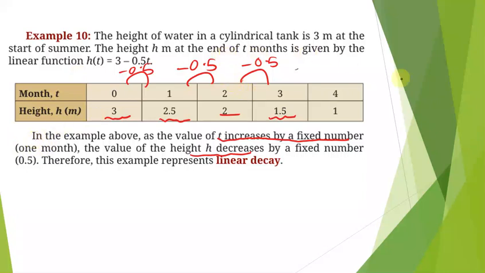What is the fixed number? It is 0.5 meter only, right? Now, this kind of example represents linear decay. A fixed number is decreasing here, so this represents a linear decay. In the last case, a fixed number was increasing, that's why it became linear growth. Got the idea?